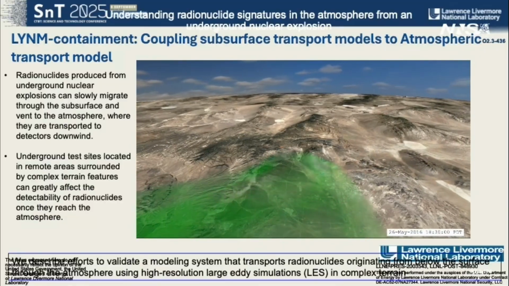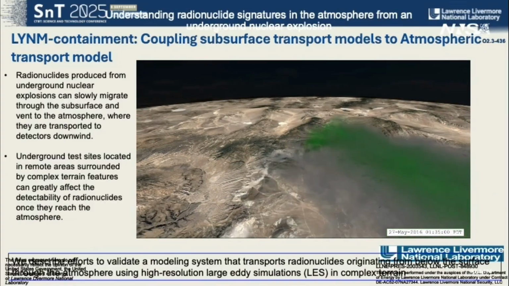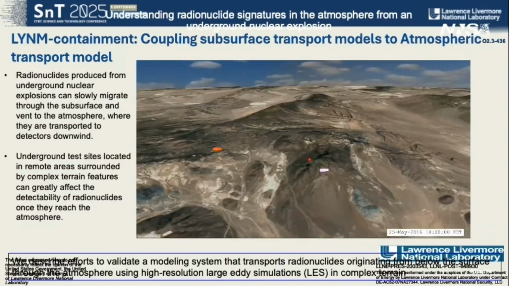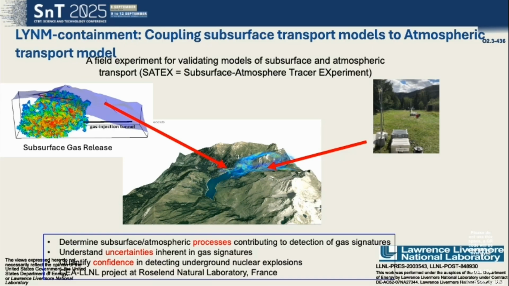And these regions are located in remote areas surrounded by complex terrain features, which greatly affect the detectability of radionuclides once they reach the atmosphere. So that's why, as part of this project, we are going to do a field experiment to validate this subsurface to atmospheric transport model, SATIX, where they're going to release some stuff underground and the contaminant is going to come out through the cracks, and it will be detected downwind in this complex terrain region, because we are going to couple a model, develop a model, but we need data to validate the model.